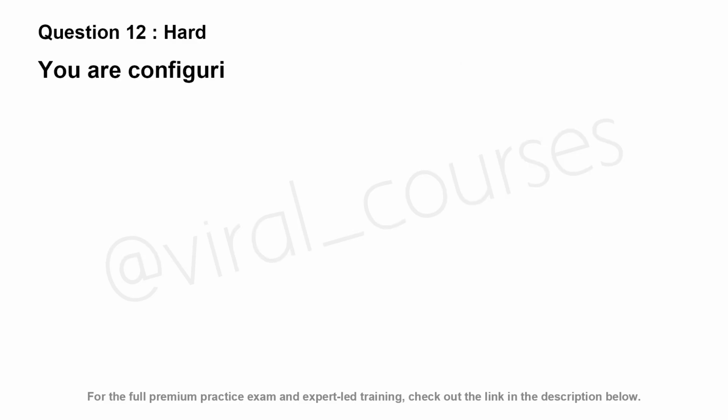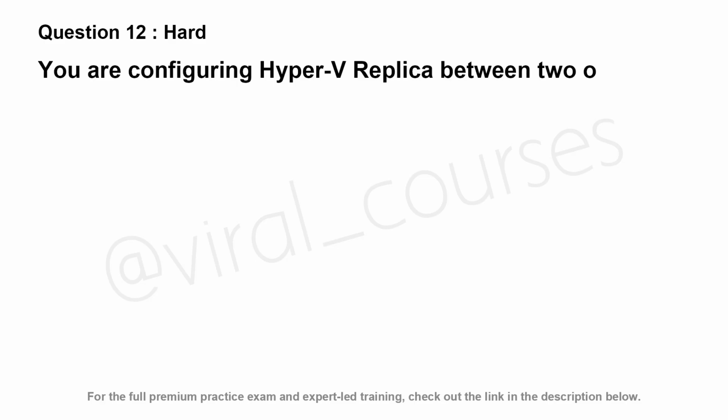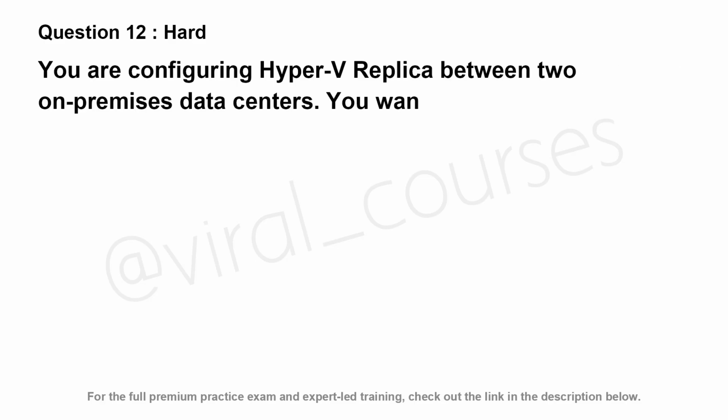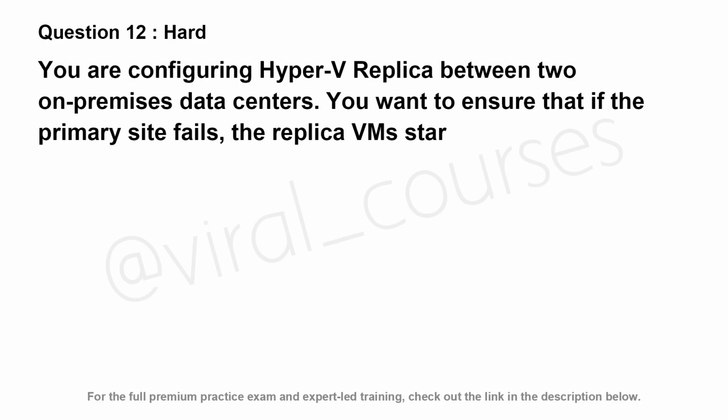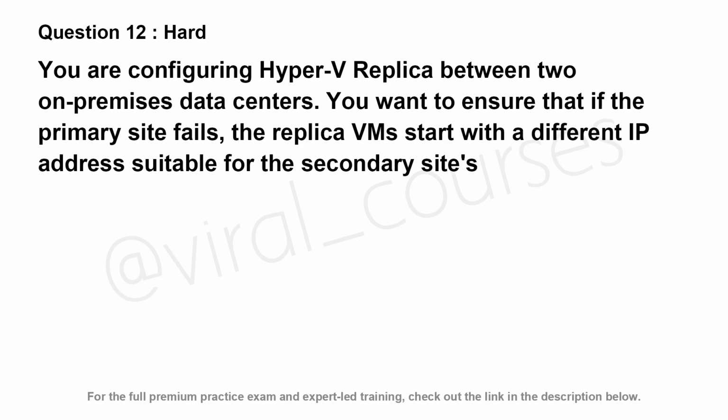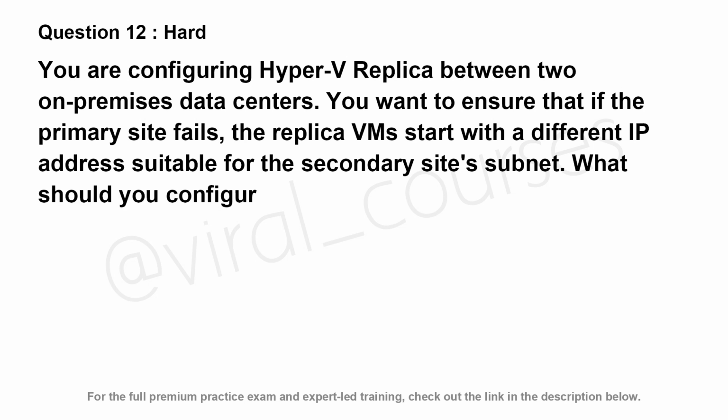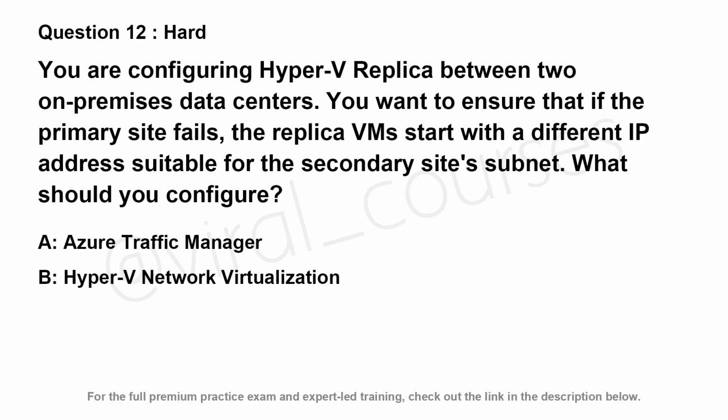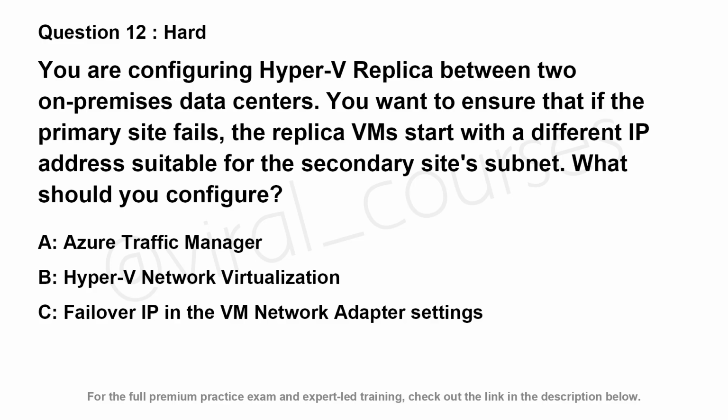You are configuring Hyper-V replica between two on-premises data centers. You want to ensure that if the primary site fails, the replica VMs start with a different IP address suitable for the secondary site's subnet. What should you configure? Option A, Azure Traffic Manager. Option B, Hyper-V Network Virtualization. Option C, Failover IP in the VM Network Adapter Settings. Option D, DHCP Relay Agent.